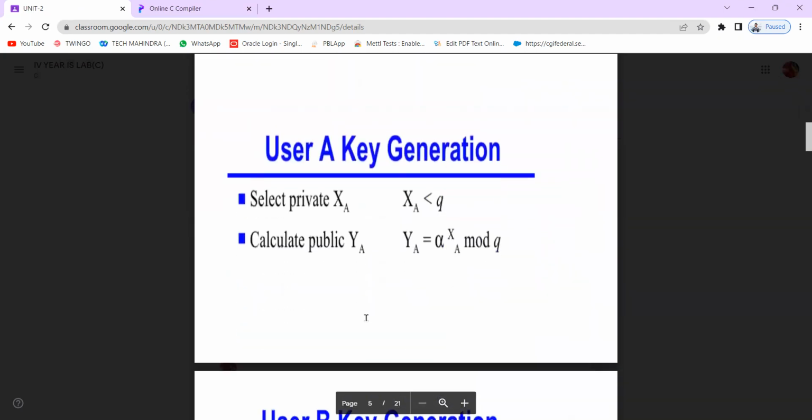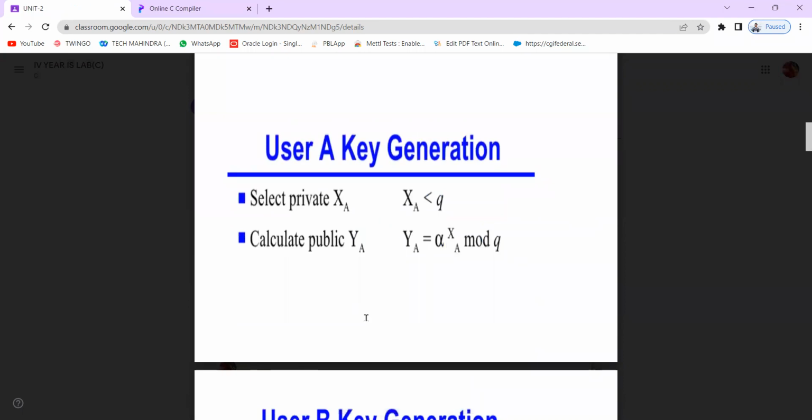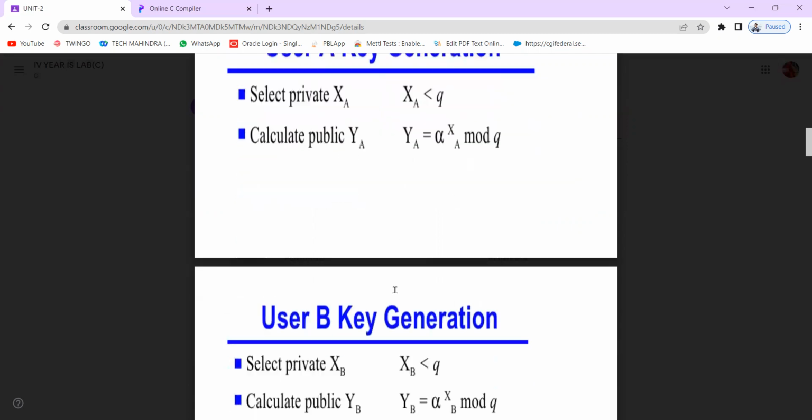Then user A key generation. Here we will generate a random private key which is less than Q, that is a prime number. So the private key of A is represented by XA. Then we will calculate the public key of A, which is represented by YA. Here's the formula we can use to calculate the value of the public key.